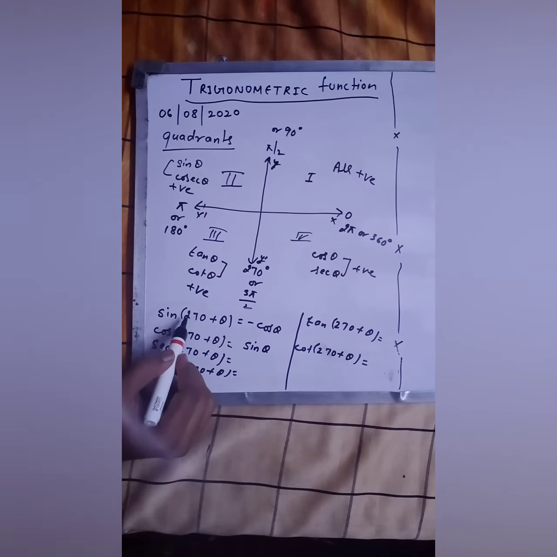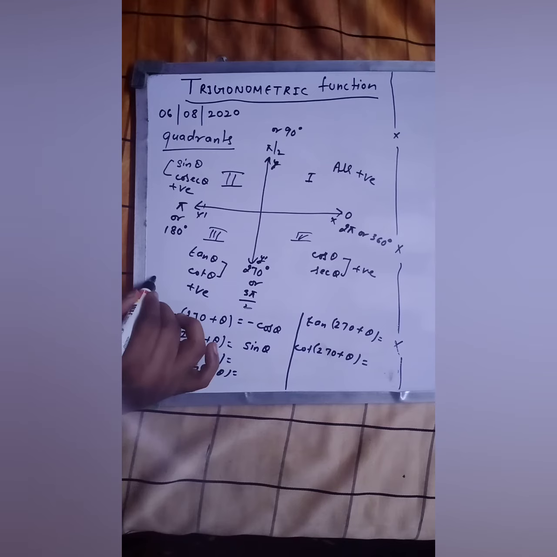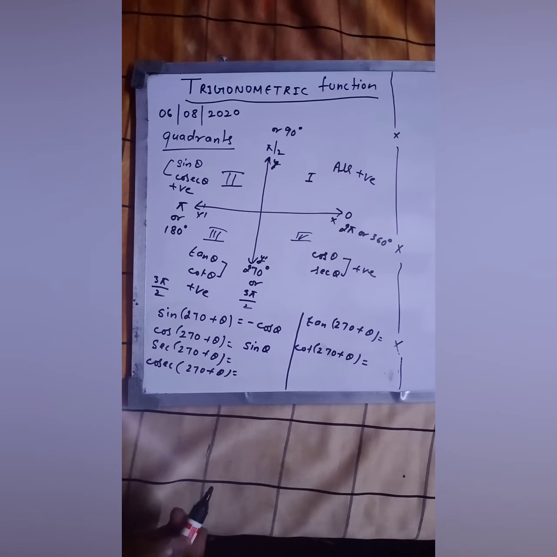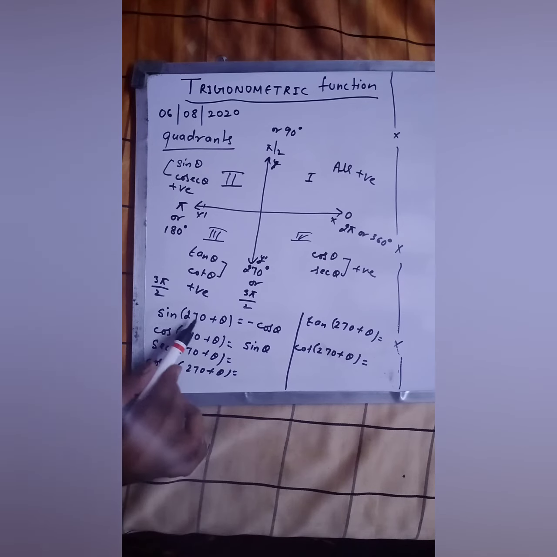Sometimes in place of 270 you can write 3 pi by 2 also. In place of 90 you can write pi by 2. It will be in the form of radians, while here I am showing it in the form of degrees. So whatever you want, you can write. In place of 270 you can write 3 pi by 2 also. Both have the same meaning.